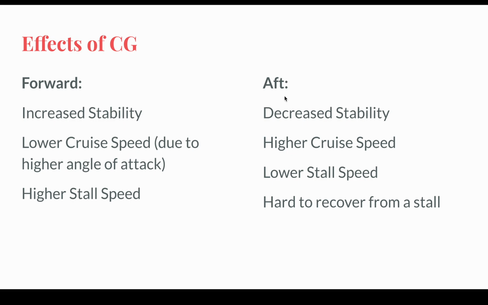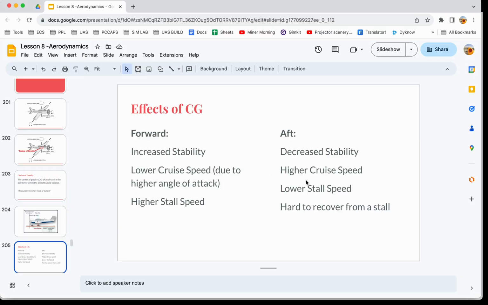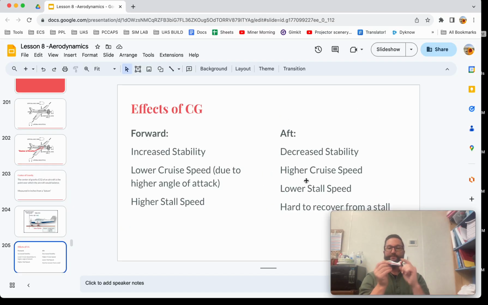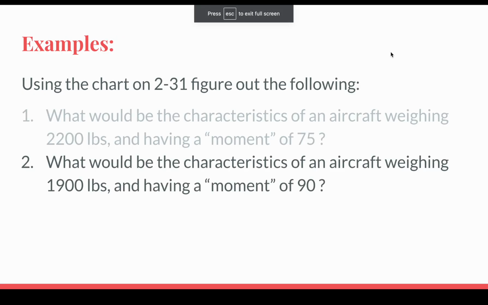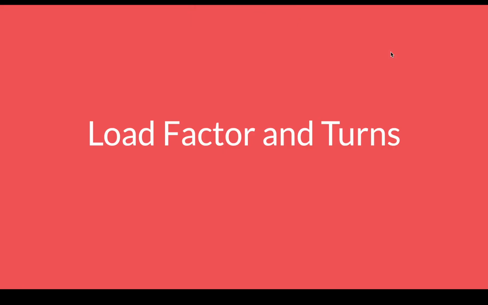If you have an aft CG, you will have less stability. You can have a higher cruise speed, and I'll explain that. It has to do with the angle of attack of the wing. You get a lower stall speed, but it is hard to recover from a stall. Remember, aft means back. With an aft CG, you're trying to push the nose down and break that stall, but if there's too much weight back here, you may not have enough elevator to overcome that. And we'll talk about that. It has to do with the length of the arm or the lever from the CG to that control surface. We'll do some problems in there.